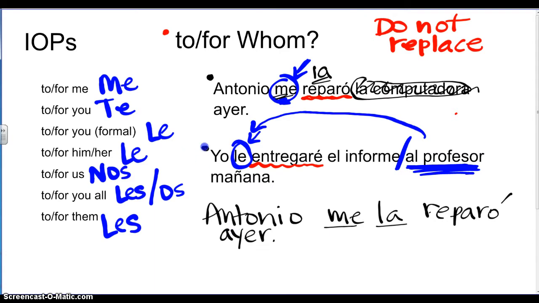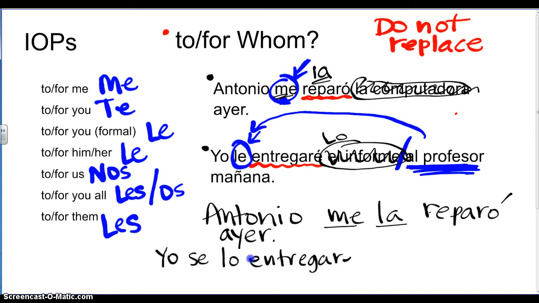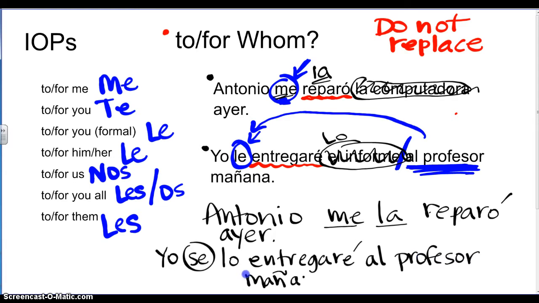For the second one, it's a little trickier because we have a le. So we have yo le entregaré el informe al profesor mañana. What am I going to give him? I'm going to give him an informe. I'm going to replace that with a lo. This is going to go away. And the lo is going to come after the le, but we can't say that. So my new sentence ends up being yo se lo entregaré. I need to include al profesor because the se is now super ambiguous because it can mean so many things. Profesor mañana. Okay, and there you have it.